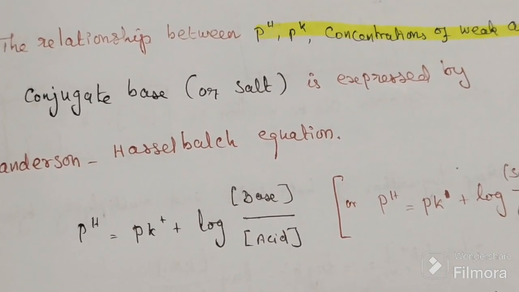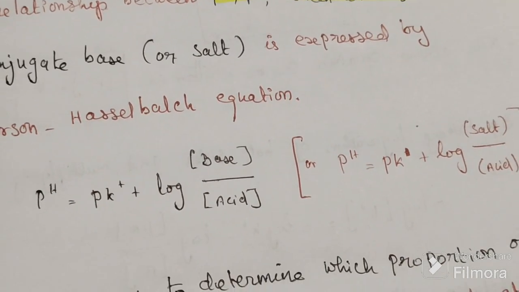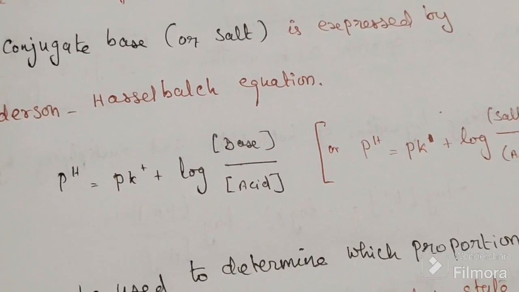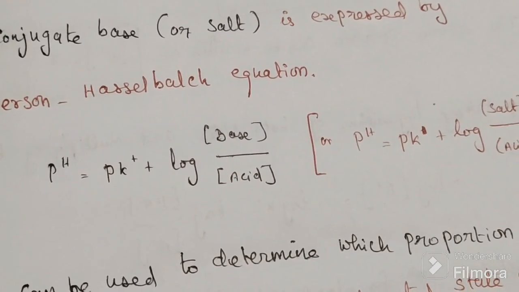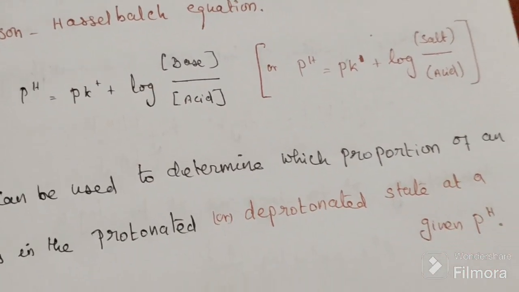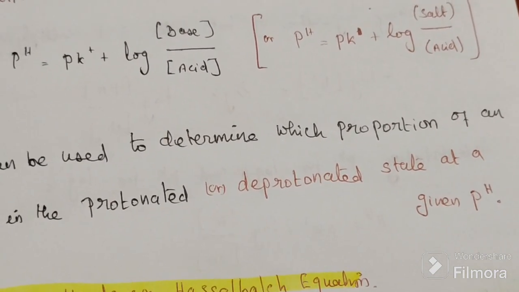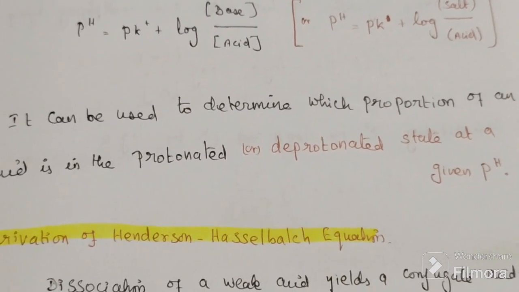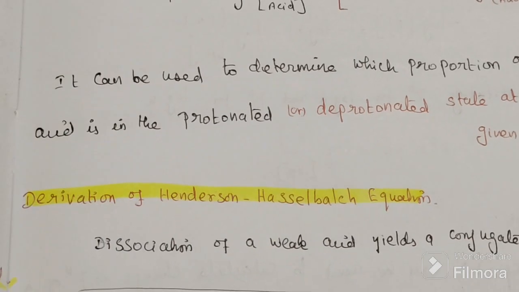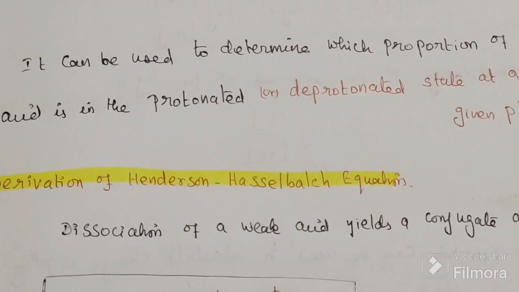pH is equal to pK plus log of base divided by acid. It can be used to determine which proportion of an acid is in the protonated or deprotonated state at a given pH. So, protonated or deprotonated state at a given pH. Now, the derivation of the Henderson-Hasselbalch equation.